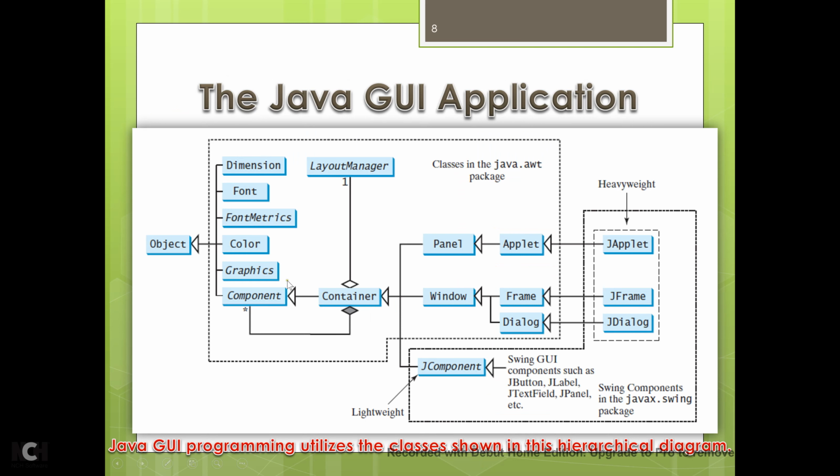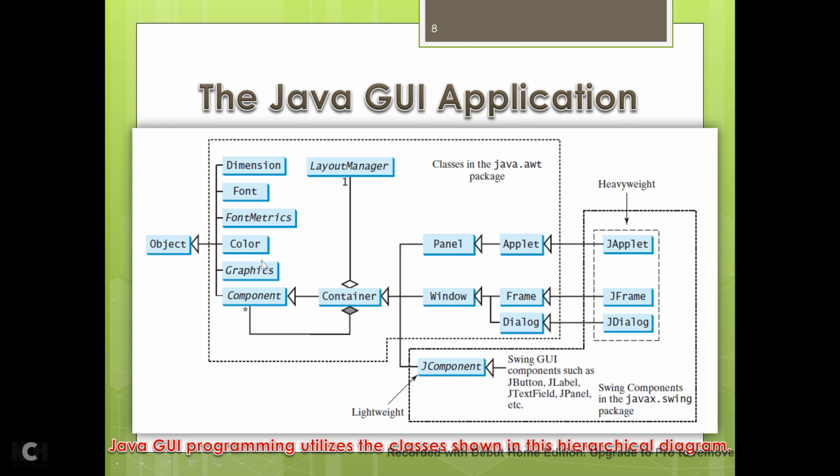So, another hierarchical diagram, as you can see on this screen. We start off with the Object class, and you can see Dimension, Font, Matrix, Color, Graphics, Layout, Container, Panel, Window, JComponent, Dialog, Frame, Applet, JApplet, JFrame, JDialog. So this is the hierarchy of the classes.